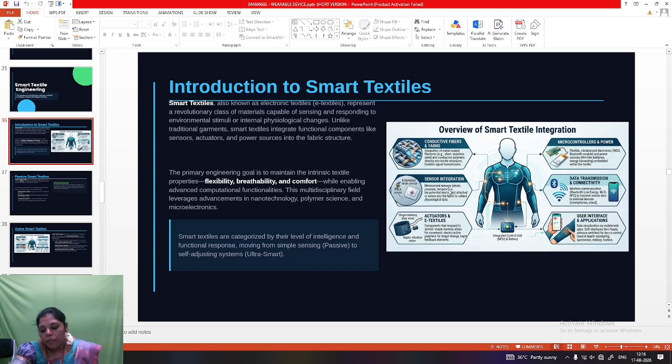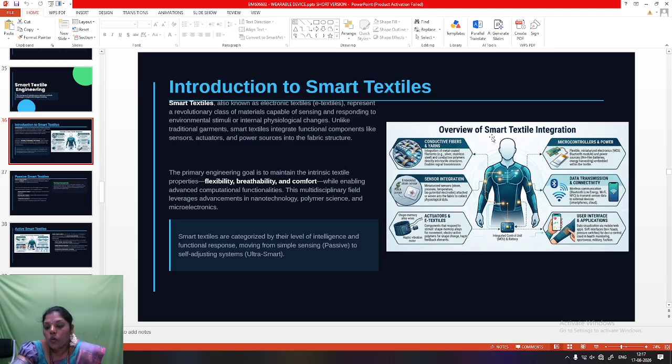Introduction to smart textiles. This diagram shows an overview of smart textile integration. Smart textiles are also known as electronic textiles. They represent a revolutionary class of materials capable of sensing and responding to environmental stimuli or internal physiological changes. Unlike traditional garments, smart textiles integrate functional components like sensors, actuators and power sources into the fabric structure.